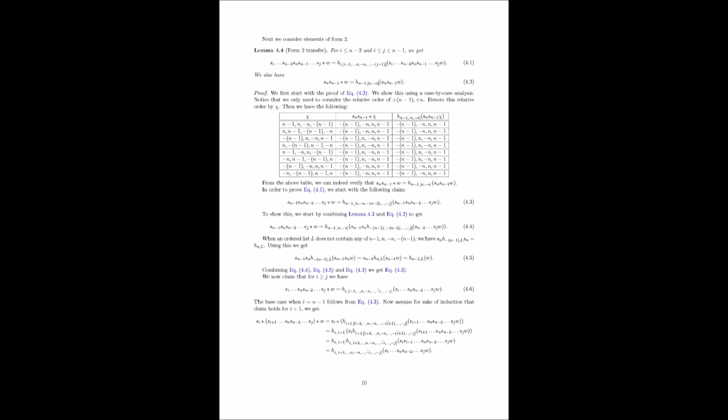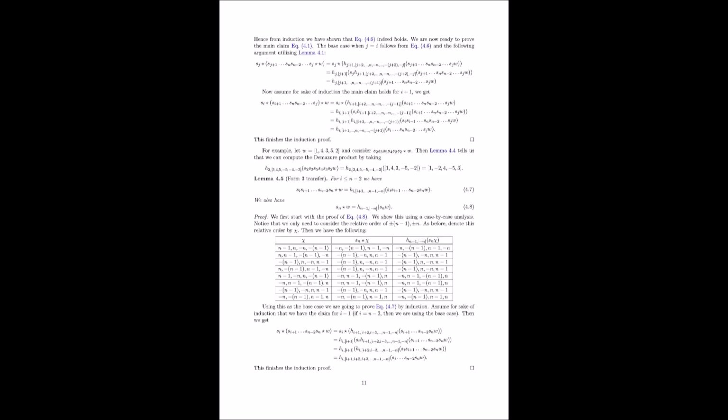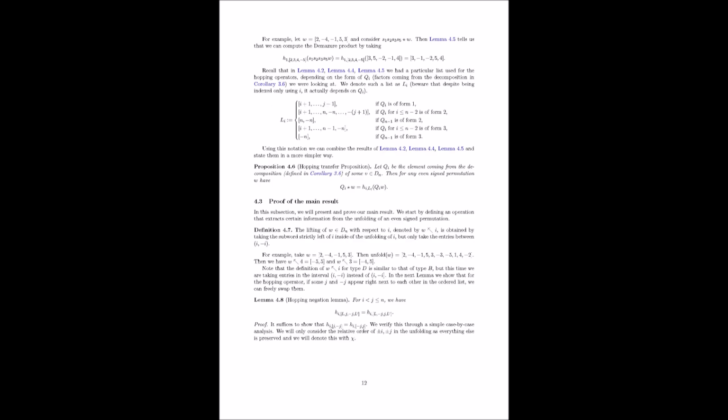But how does this connect back to the hopping operator? That's the part I'm really eager to understand. That's where the real magic happens. They've laid out this elegant system for decomposing type D permutations. And now they're going to show us how the hopping operator can be used to navigate this system and ultimately compute the Demazure product. Lead the way. I'm ready to see how they pull this off.